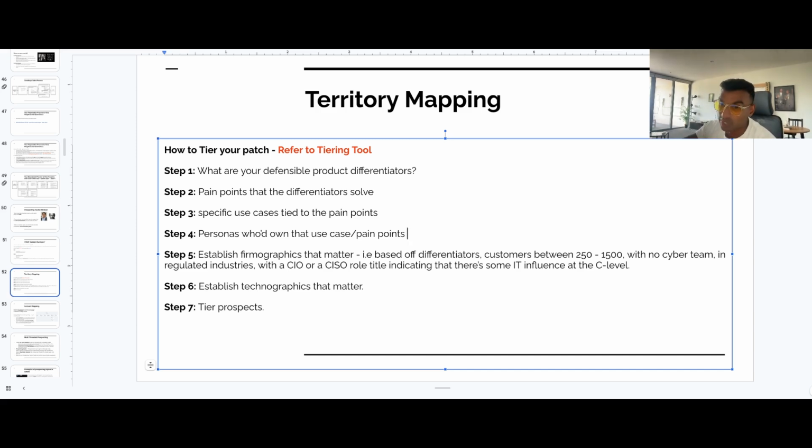Worst case scenario with tier 3s, you maybe give them a call. You give them a single call. See if there's some value there. Maybe flesh it out a little bit. It could turn out to be a tier 2. You can bump it up.